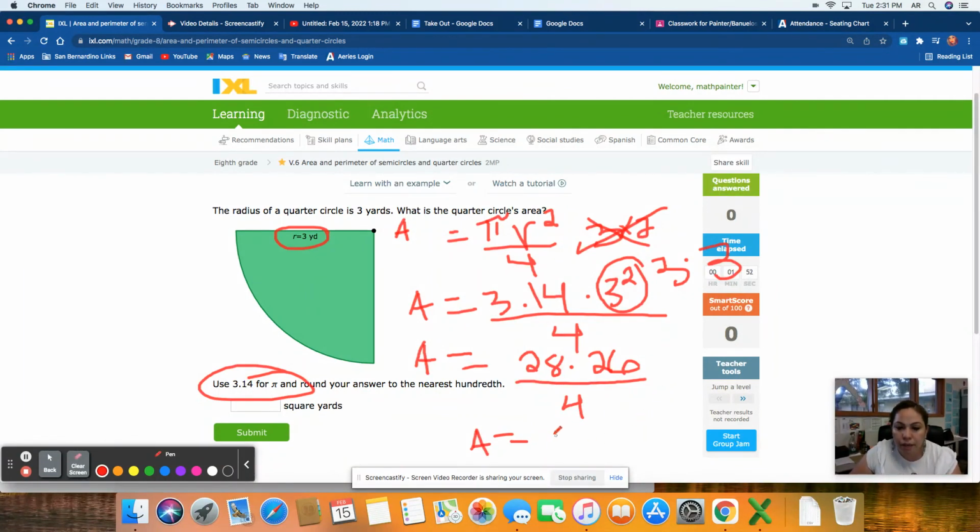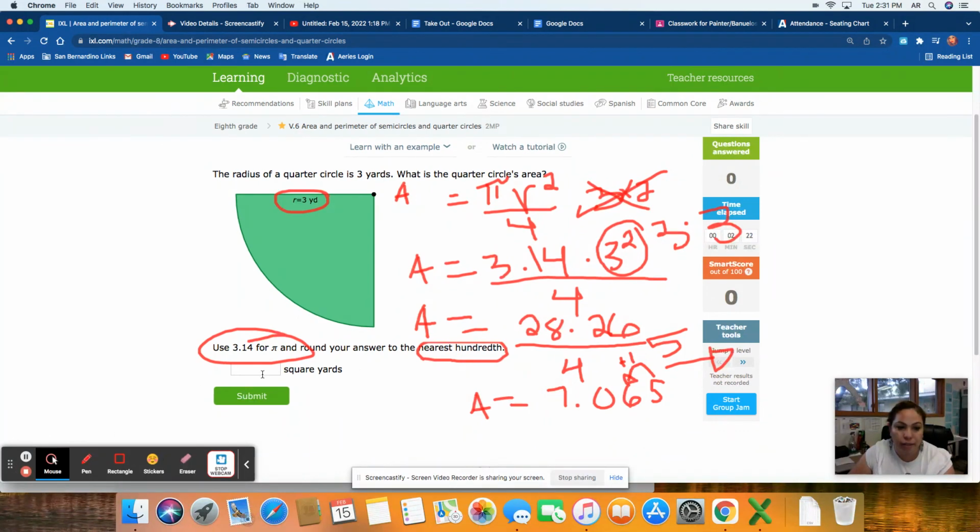So on my calculator, it says 7.065. It's telling us to round it to the nearest hundredth. So we have the tenths and we have the hundredths. If the next number is 5 or more, then the number before it is going to change, plus 1. So our actual answer is 7.07.